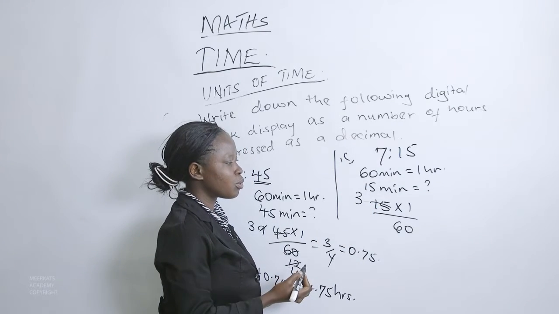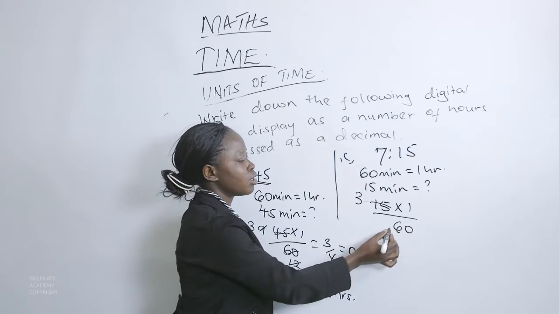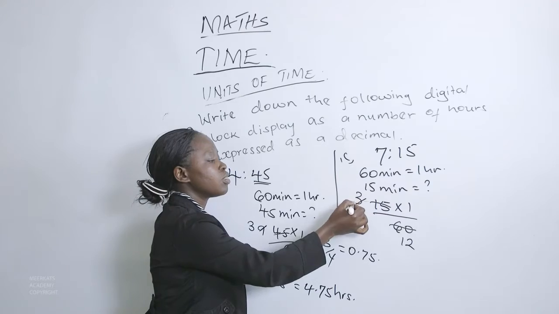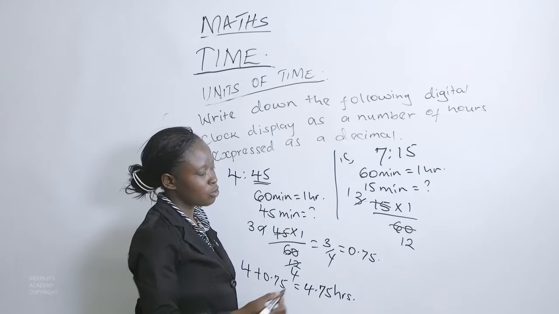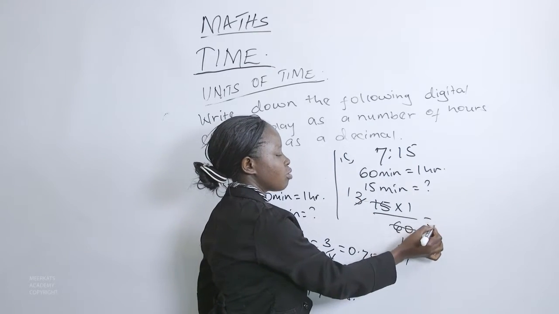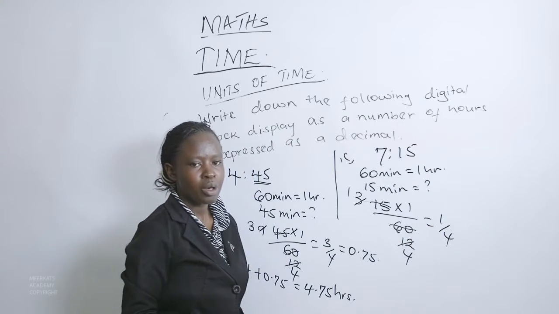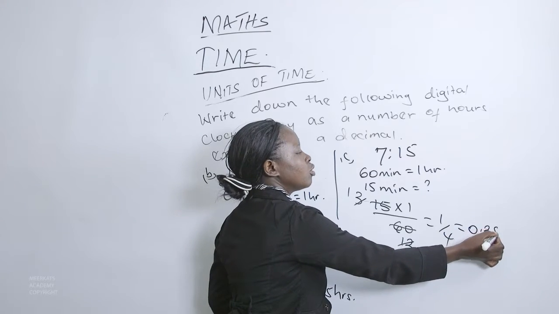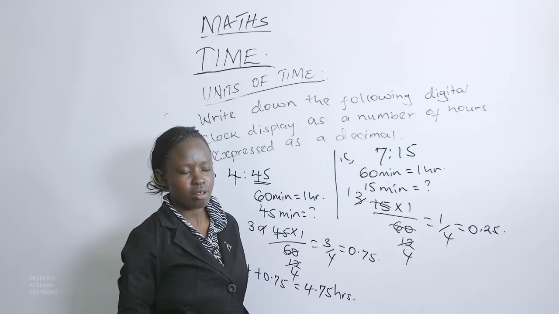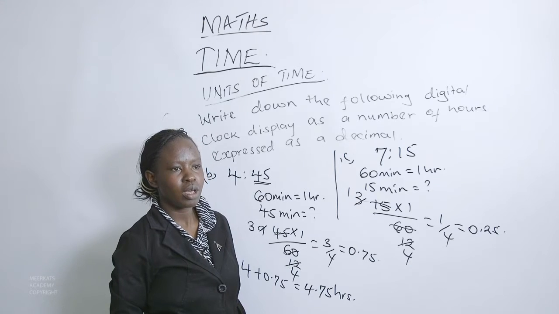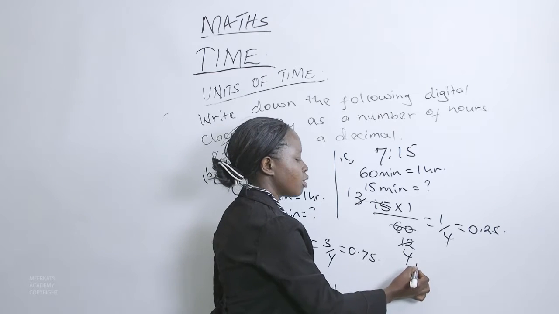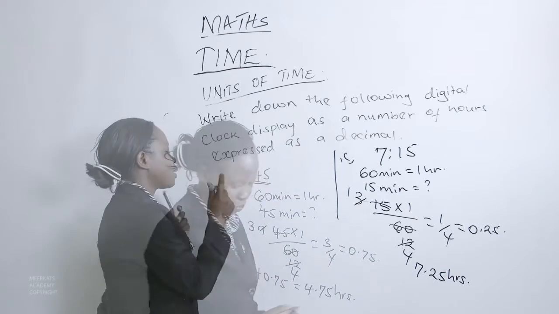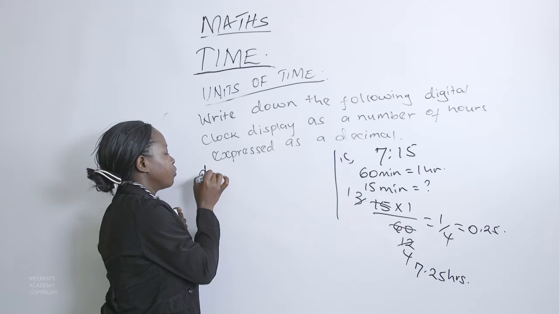5 into 60, we have 12. 3 into 3, that is 1. 3 into 12, we have 4. So this means that we have 1 over 4. 1 over 4 converted to decimal is 0.25. So that means that 7:15 converted to a decimal, we have 7.25 hours.